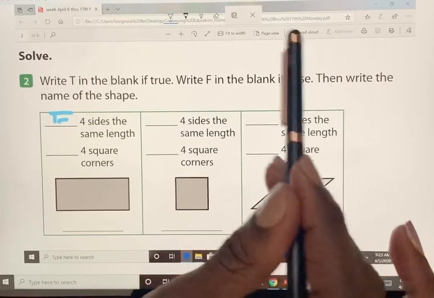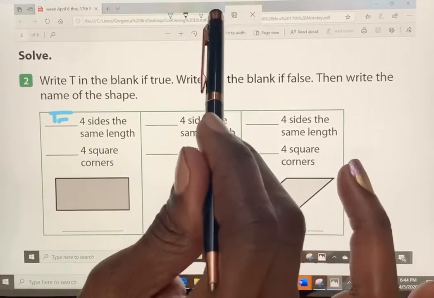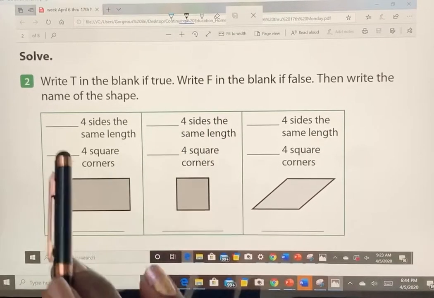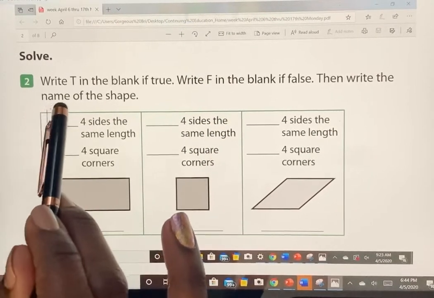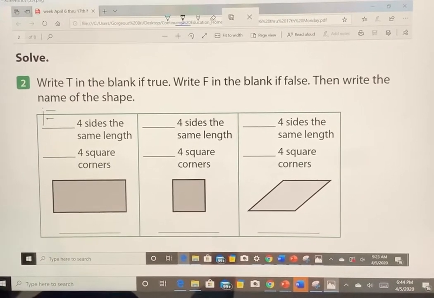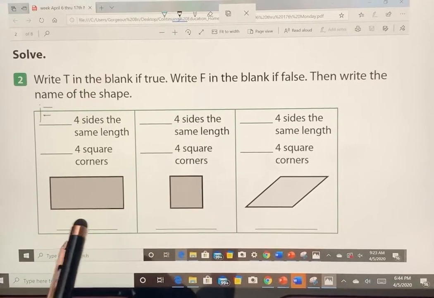False. And I don't like the way that that looks. Hold on a second. Let's erase. Let's go to our pen. Let's try that again. That's false. All right, let's look at the next one.